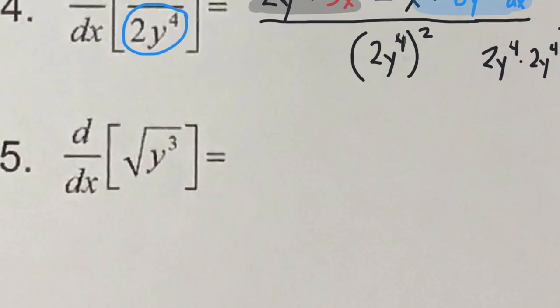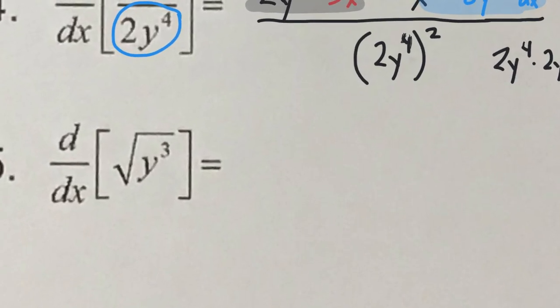Okay, let's do our last one. So here we have a square root. Okay, if you have not memorized your square root derivative, we can always change it back into a fractional power. Okay, so remember the square root becomes the 1/2 power. The square root part gives you a 2 in your denominator, and because this is y cubed, it becomes y to the 3/2 power. Okay, so we haven't taken a derivative yet. We've just changed our radical into a fractional power.